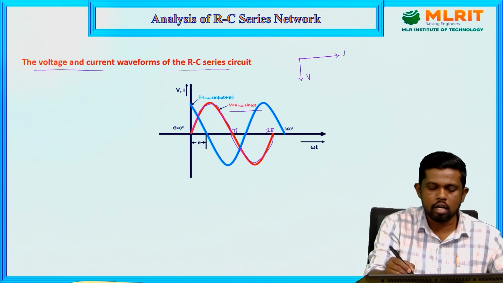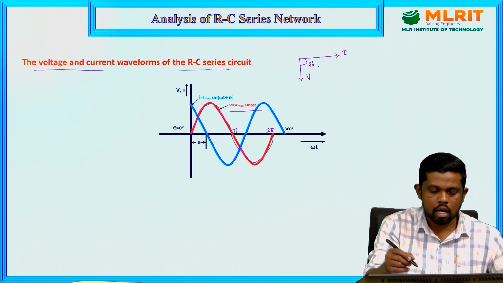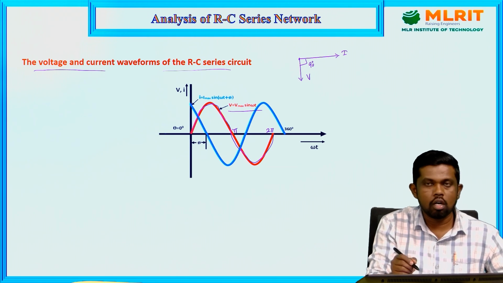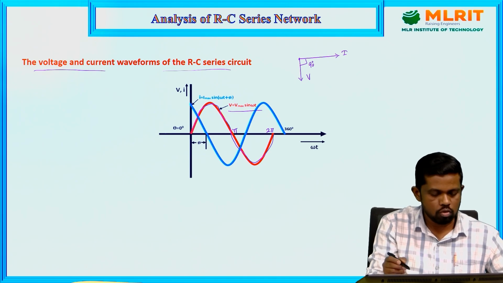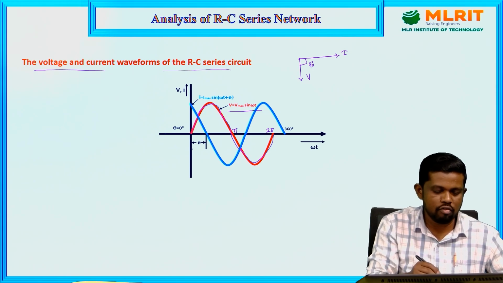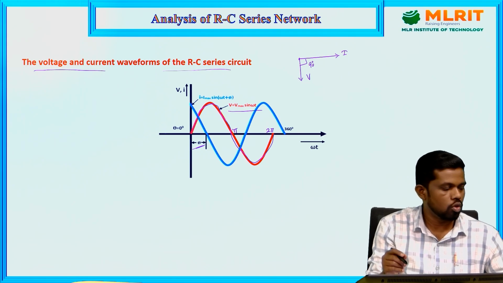It is V and it is I. So this leading angle of the current has to be reduced to phi degrees, because we have added the resistance to the capacitor. So the power factor angle should be improved. Based on that, the current starts from some angle, and with reference to the voltage it always leads by an angle of phi degrees. So this is the voltage and current of the RC series network.